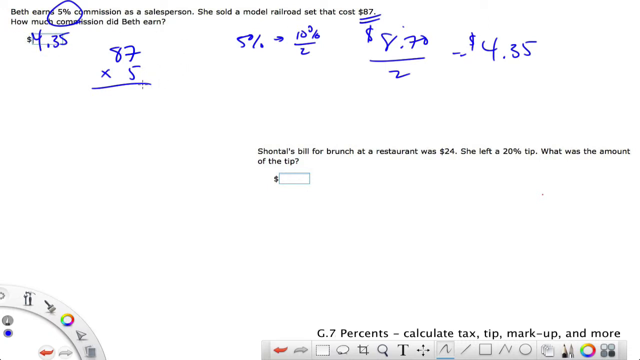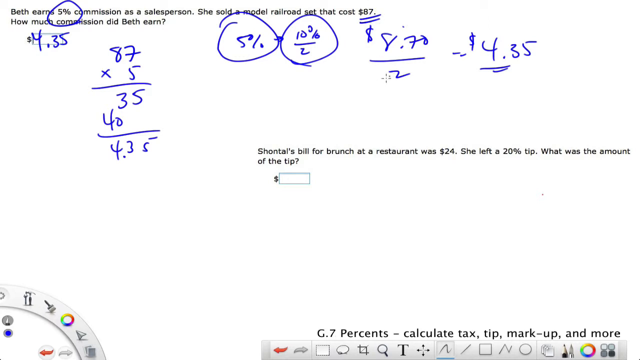But let's check by multiplying. 5 times 7 is 35. 5 times 8 is 40. So 5, 3, and 4. And sure enough, exactly the same. So 5%, 10%, even 15 or 20%. This is usually the best way to do it, is to use this idea of moving the decimal over.